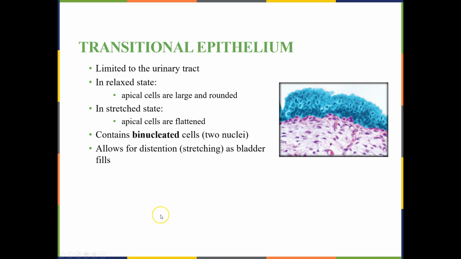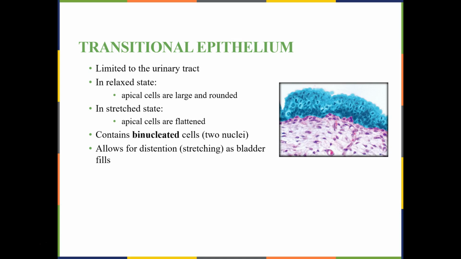The last epithelial tissue we'll talk about is transitional epithelium, and then I'll stop this video. Transitional epithelium is named for the fact that it changes shape often depending on the state that the tissue's in. So it's found in areas where you have a lot of stretching, and so the bladder is one of the only areas where you find transitional epithelium. It's found in the bladder as well as in the ureters.